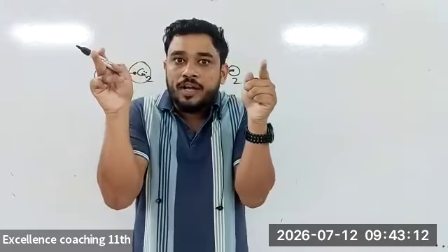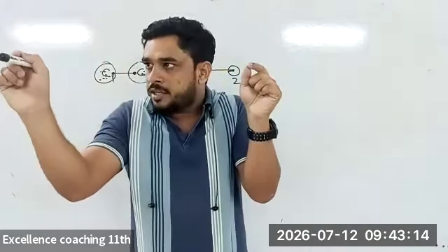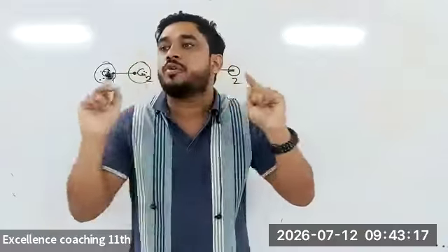And half of the nuclear distance, as a center of the nucleus plus a center of the nucleus, will give you the covalent radius.